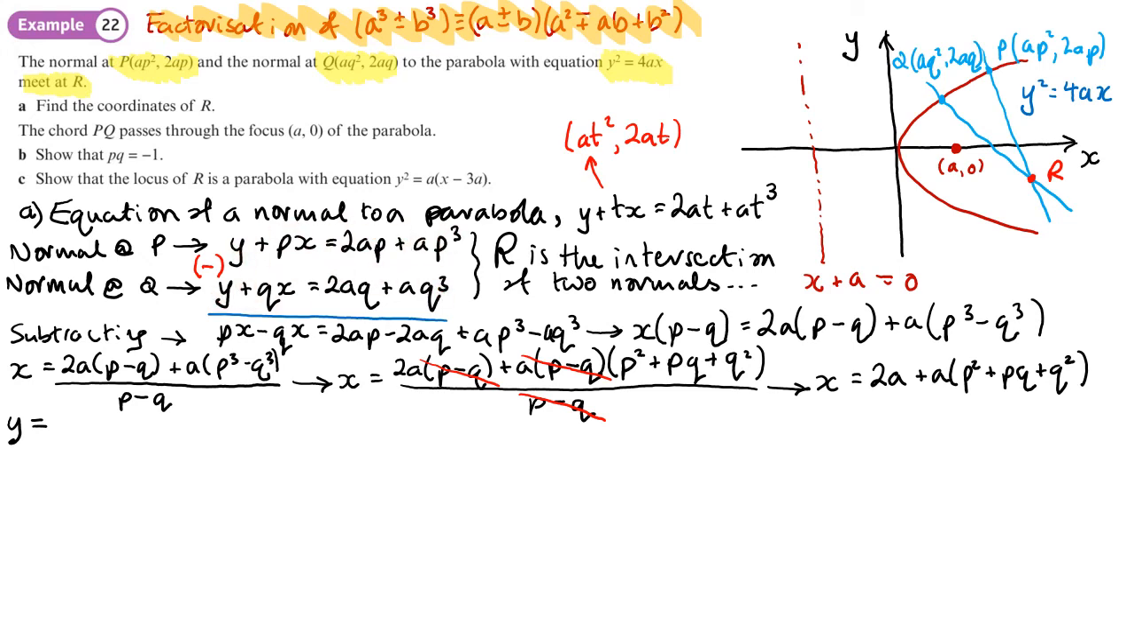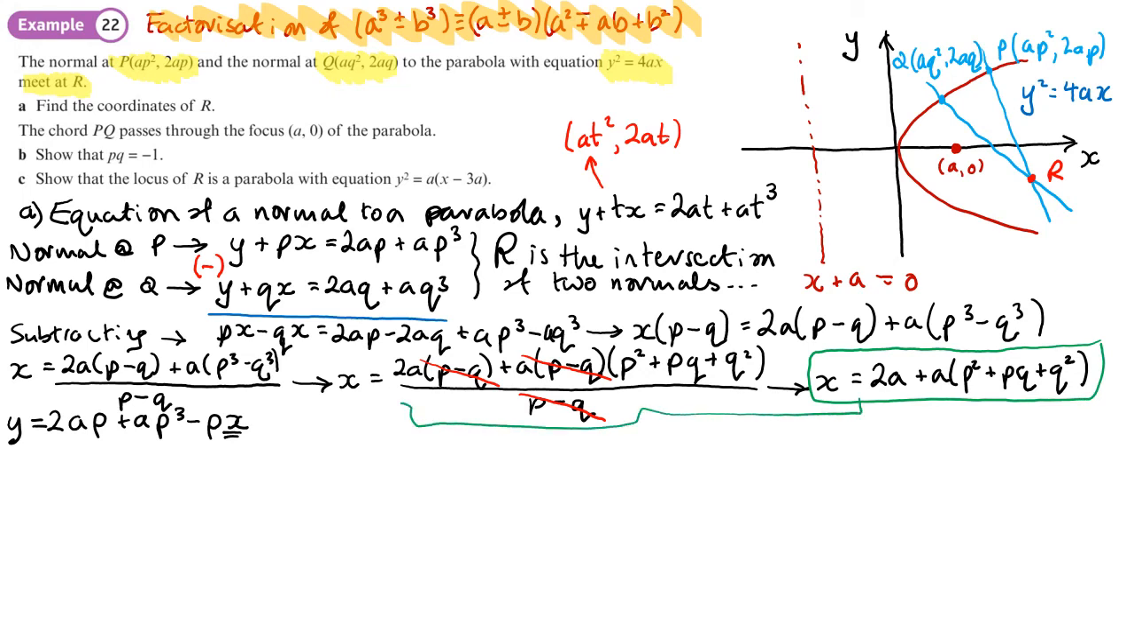So I'm just going to rearrange it. I've got y equals 2ap plus ap cubed, just taking away the px from both sides. This x here I'll replace with this here. So let's put a box around here to show you that I'm now substituting that into here. Let's see what we get once we do that. So I'll have y equals 2ap plus ap cubed minus p times x, which is all of this, 2a plus a.